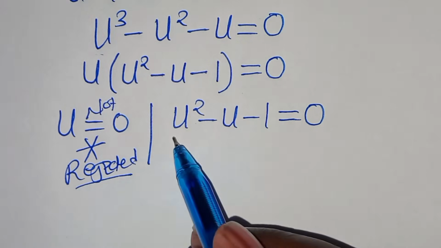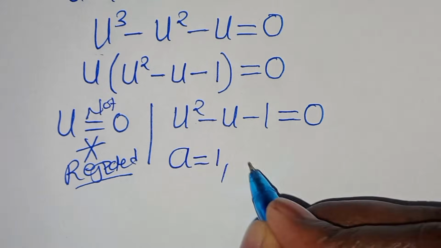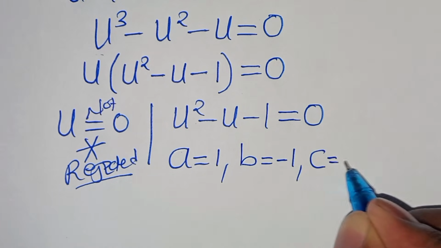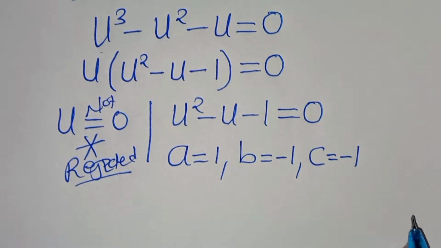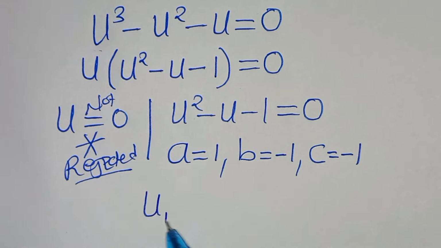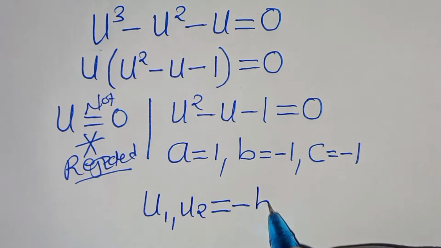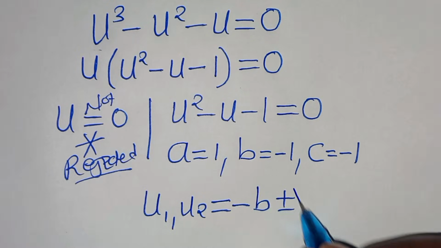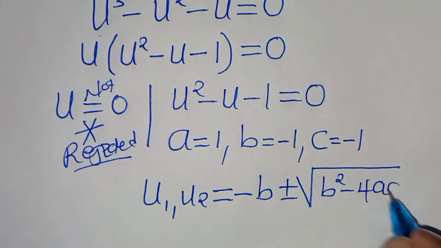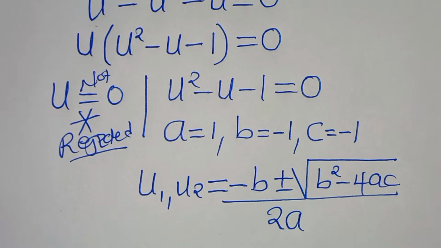In case 2, we have a quadratic equation where a is equal to 1, b is equal to minus 1, and c is equal to minus 1. So this implies that we can solve for u1 and u2 by applying the quadratic formula, which is minus b plus or minus the square root of b squared minus 4ac, everything divided by 2 times a.